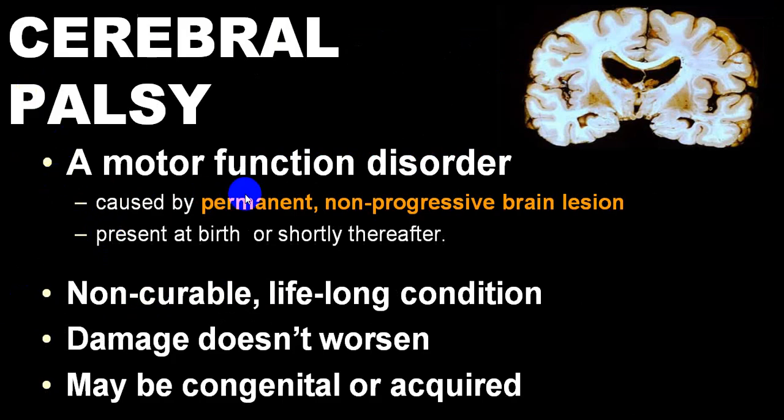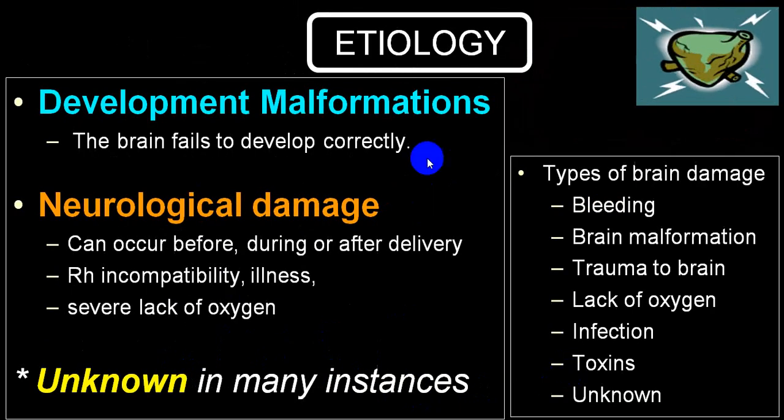So mainly, it is a motor functional disorder which is permanent, non-progressive, and present at birth or shortly after birth. As it is non-progressive and permanent, it is non-curable because it is permanent damage, and it is lifelong. It is non-progressive, so the damage cannot worsen, but it may be right from birth or a little after birth. That will be the acquired group. We'll go further into etiology, at that time we'll mention it.